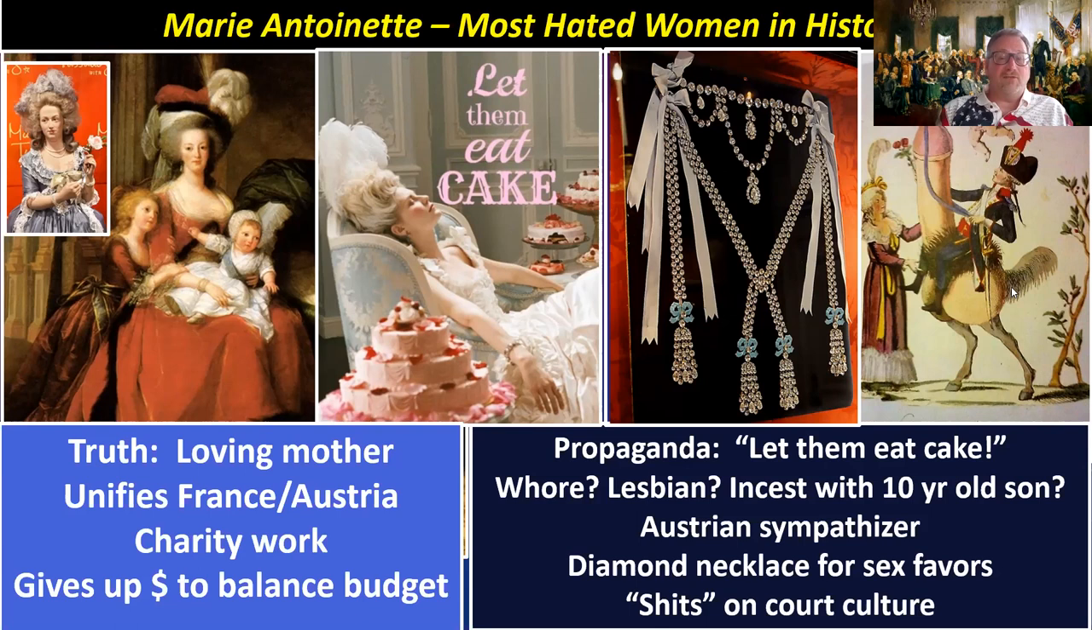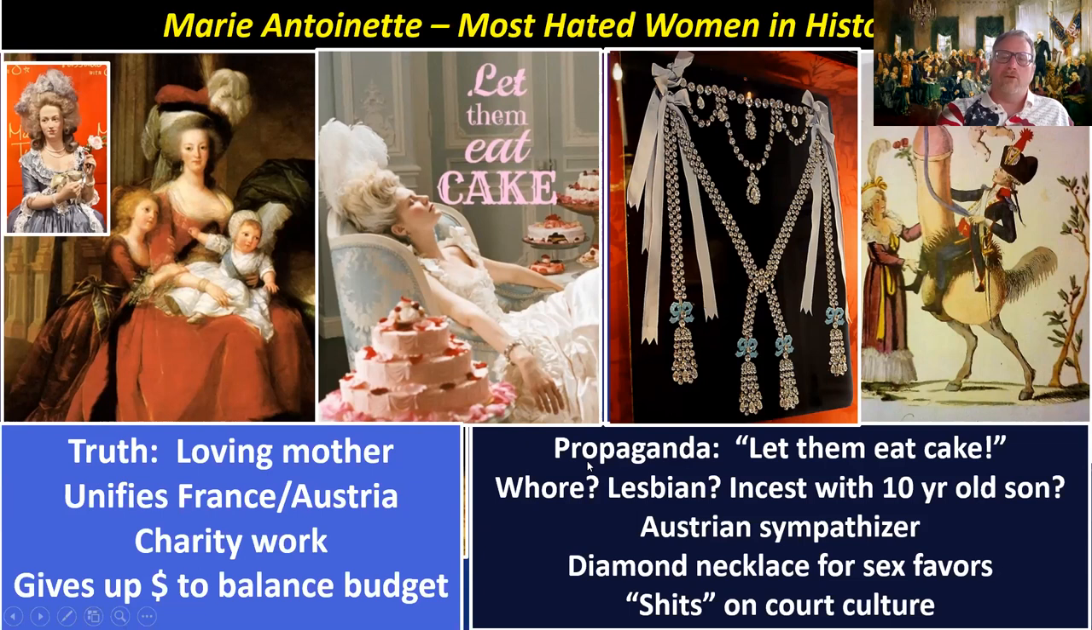The propaganda that got put up around her is from people who hated her. And they hated her because she wasn't French enough. She's German. She would never be French enough. And yet, without her, you can't unify France and Austria. And so she's in a no-win conflict, and we'll look at a couple of the images.